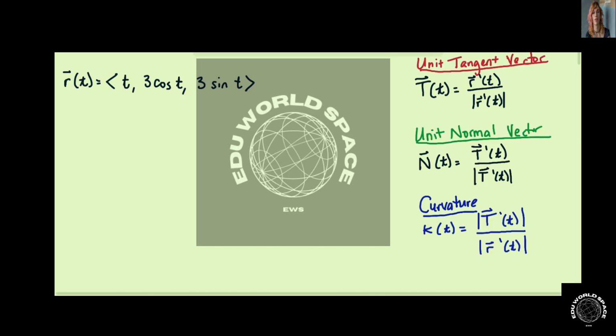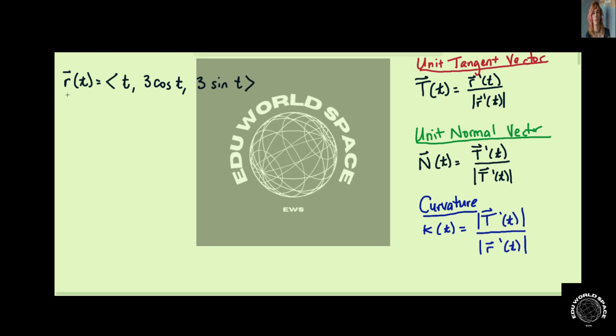Okay, in this problem, we'll be talking about how to find the unit tangent vector, the unit normal vector, and the curvature of a given vector in space. So we're starting with this vector here, and we just want to go through each of these and show how they're sort of interrelated. There's just a lot of formula to memorize, really.